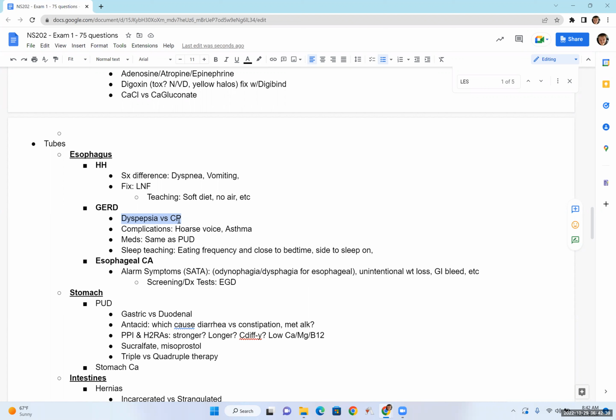Could be GERD, right? Could be peptic ulcer disease. It could be pancreatitis, right? And pancreatitis can even go into the left upper quadrant, right? So like I said in class, a good test question is a picture of the abdomen with 9 quadrants, and you point to where you're going to see diverticulitis, where you're going to have Crohn's disease, where you're going to have pancreatitis, et cetera.